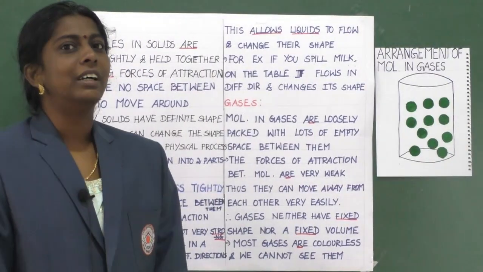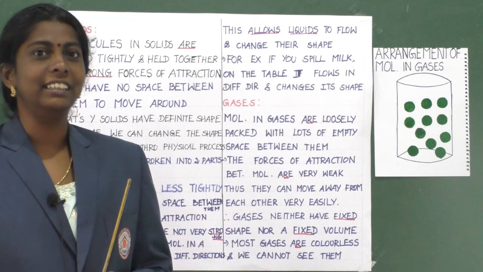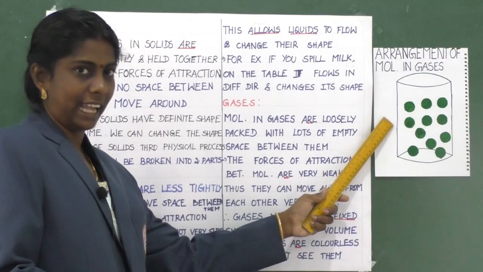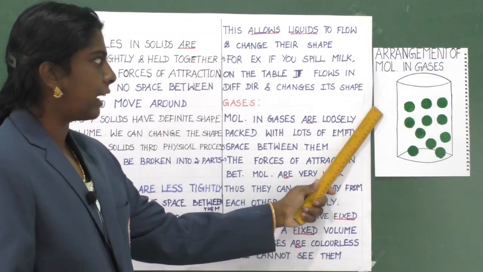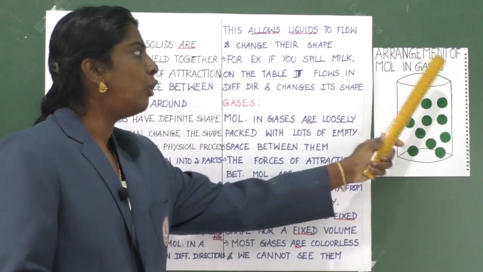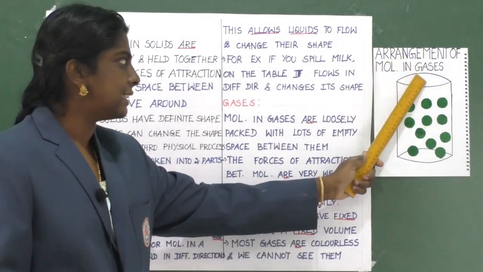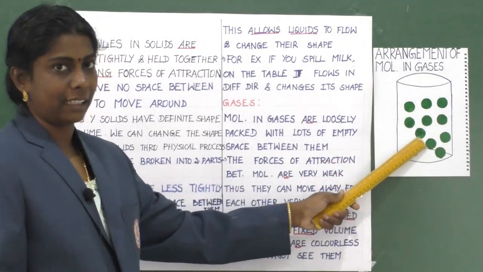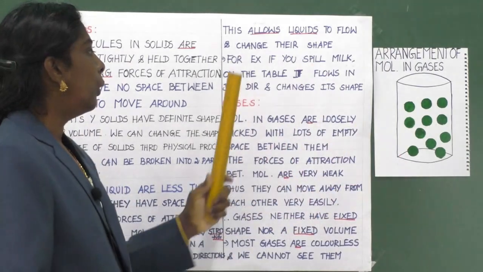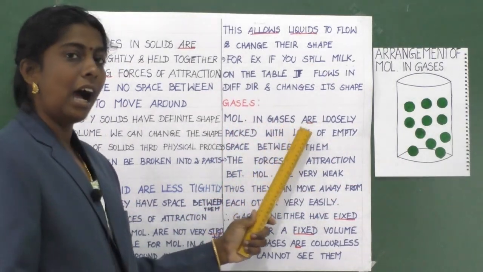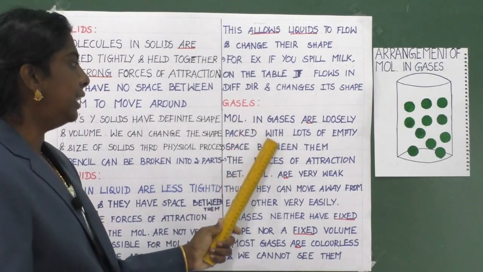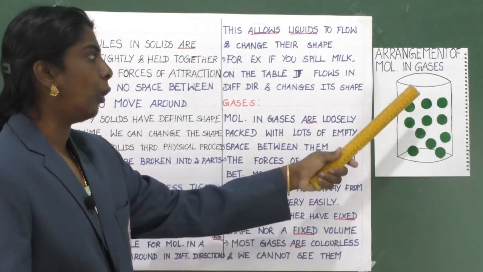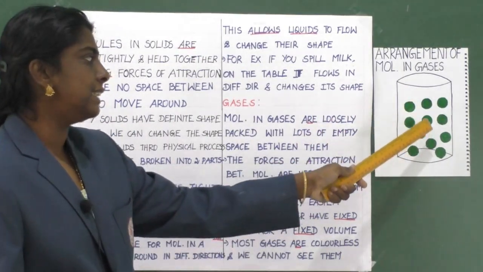Yes, children. Now let us learn about the third classification, that is gases. So you can see the picture for gases. Here they have described the arrangement of molecules in gases. How is it? They are loosely packed. Is it not? Yes. Molecules in gases are loosely packed with lots of empty space between them.